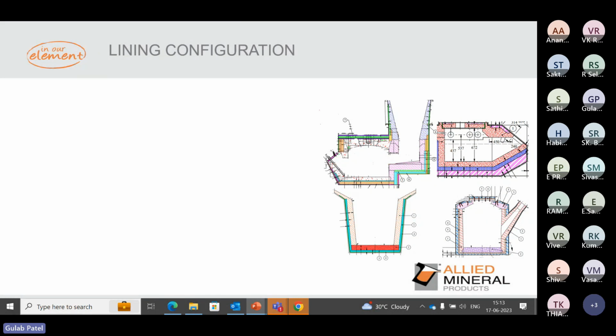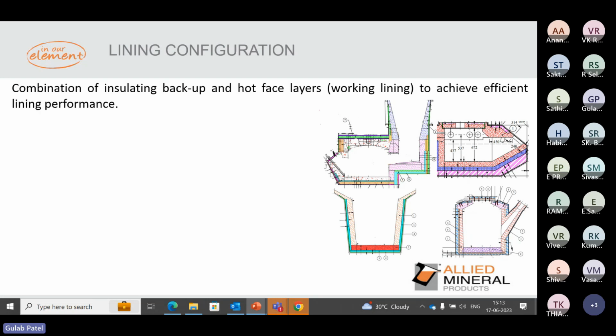Coming to the point, what we have discussed about the lining is that it has two component parts: one is the products and one is the lining configuration. So we are just going through the lining configuration. Basically, the lining configuration is a combination of the insulating backup and the hot face layer, the working lining. The hot face layer is the layer of refractory castable that comes directly into contact with the aluminum metal to achieve efficient lining performance.